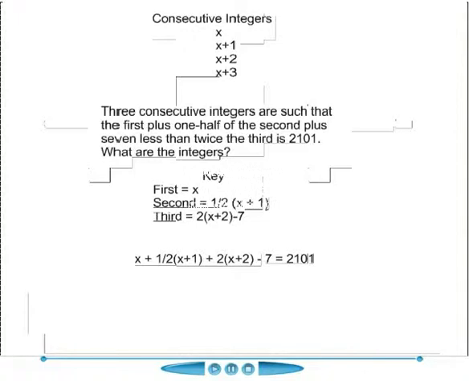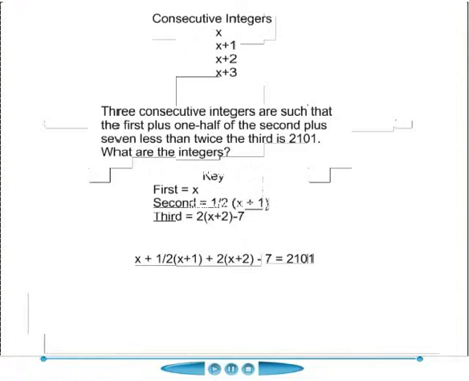Well, let's take the first 3 consecutive integers. The first consecutive integer is x, the second consecutive integer is x plus 1, and the third consecutive integer is x plus 2.